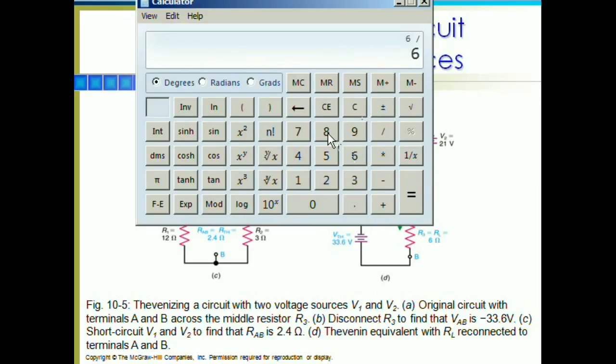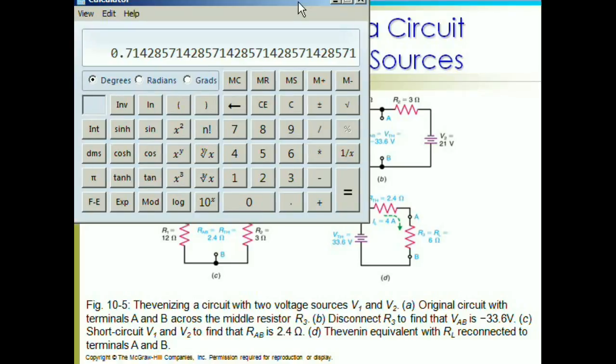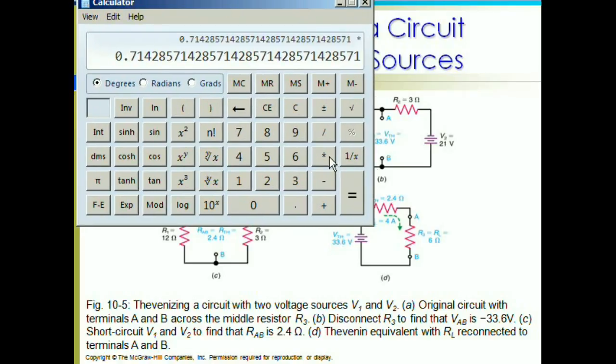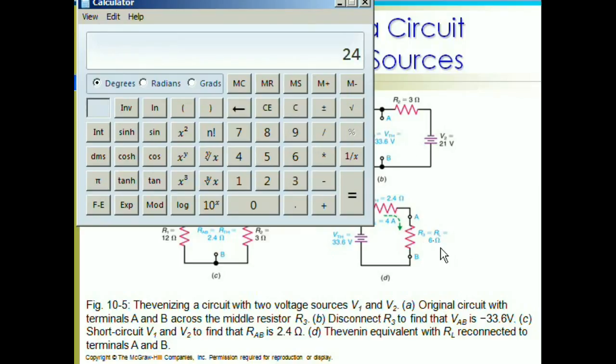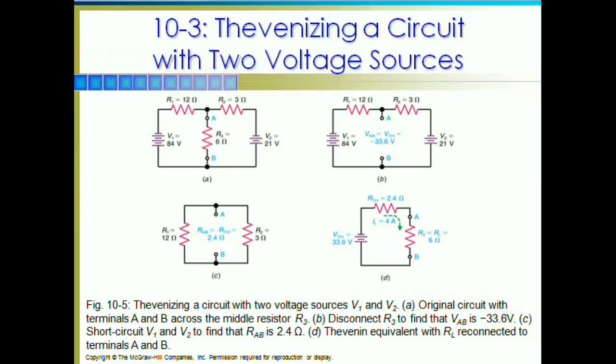Six divided by 8.4 equals 0.71428, and so on, times 33.6 equals, well, 24 volts. So there's going to be a 24 volt drop there, and 24 divided by 6 gives us 4 amps. So all those numbers are absolutely correct.